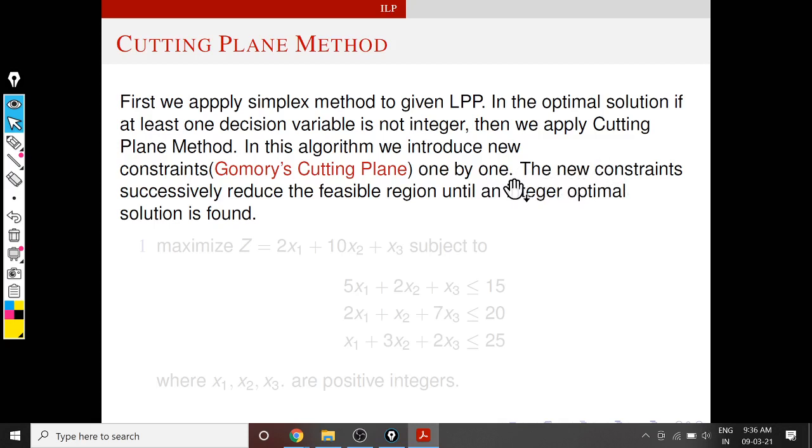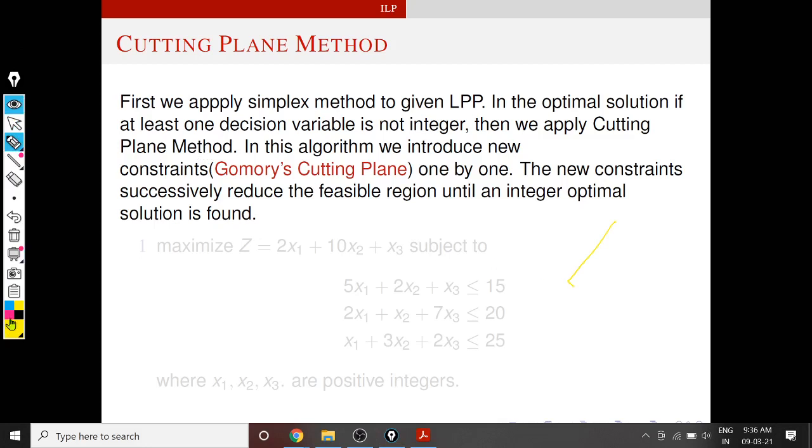If all the decision variables are again integers, then we can stop there. Otherwise, we have to introduce one more cutting plane. That's why it is one by one. The new constraints successively reduce the feasible region until an integer optimal solution is found. Okay, the algorithm is like this.